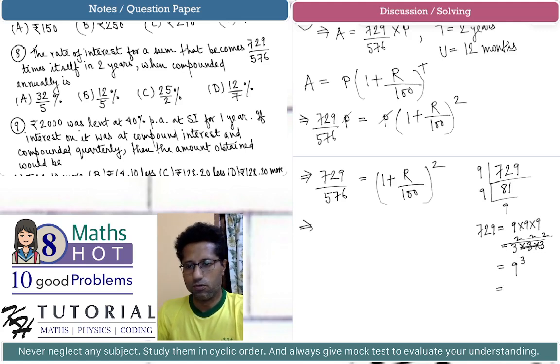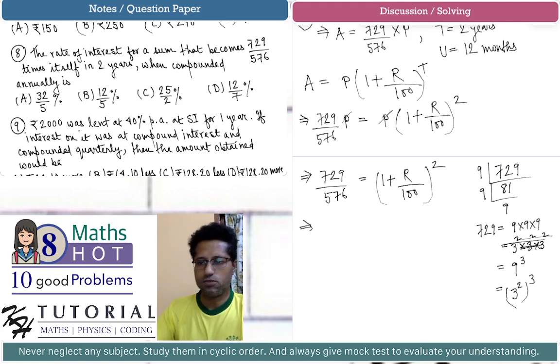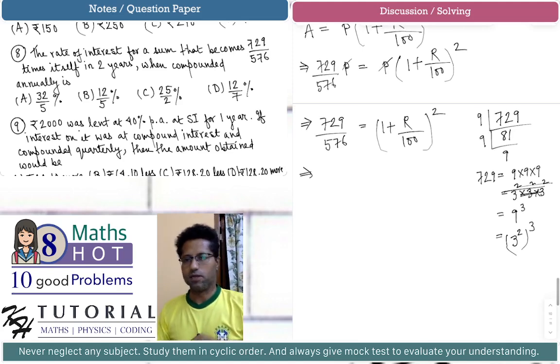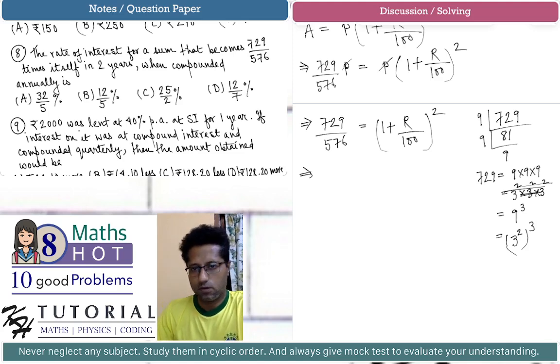Now 9 is 3 square, cube. So I am using the laws of exponents to express the number 729 as a square of some natural number. So 729, as from the factorization, I know it is 9 cube. 9 cube can be written, the base 9 can be expressed as 3 square.